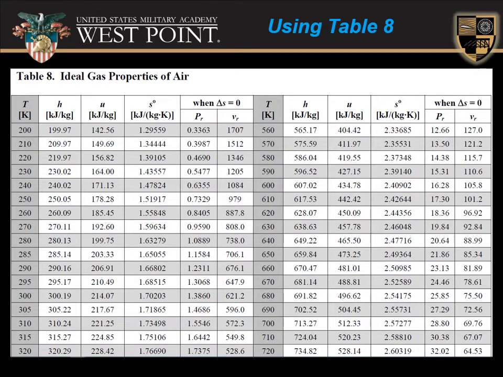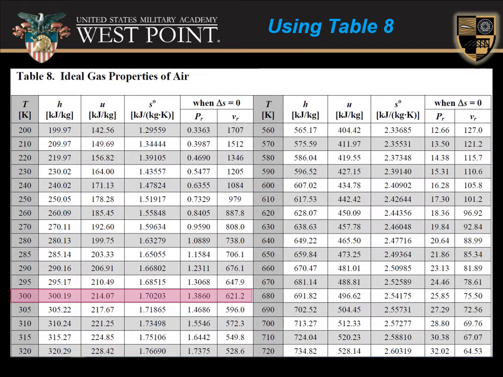Let's review how to use table 8 very quickly. So here we have table 8, which is in metric units. Let's say our first temperature is 300 Kelvin. We can look up the specific enthalpy, specific internal energy, both in kilojoules per kilogram, and the entropy in kilojoules per kilogram Kelvin.